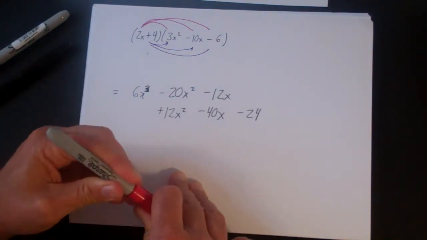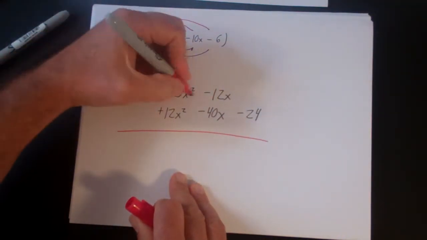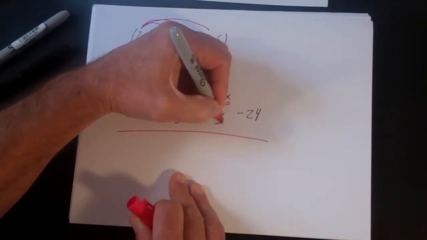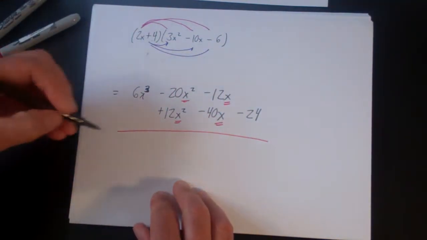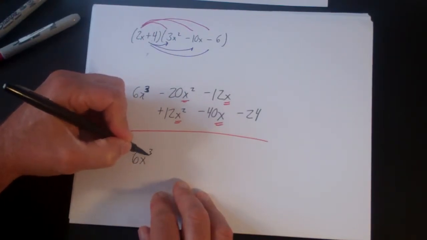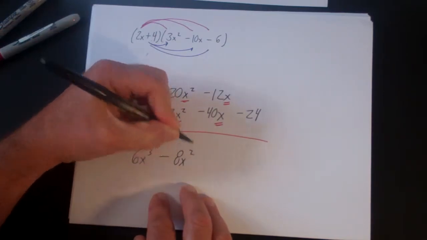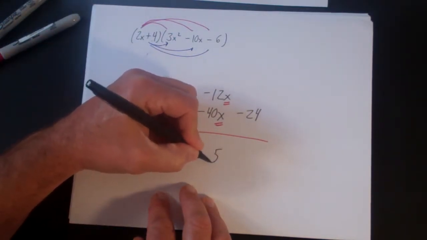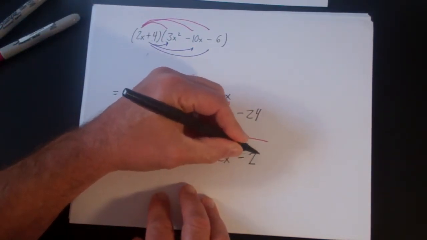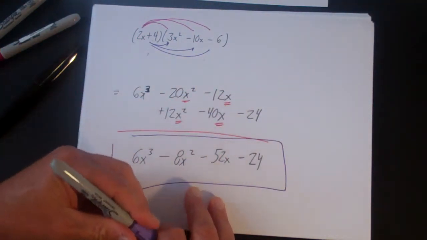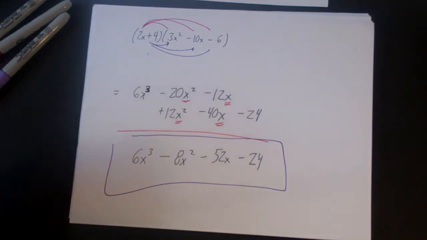Then I'm going to simply combine like terms. If you notice, this is an x squared and that's an x squared. This is an x and this is an x. My final answer is going to be 6x to the third minus 8x squared minus 52x minus 24. And I'm going to put a purple box around that. And that's how you multiply polynomials.